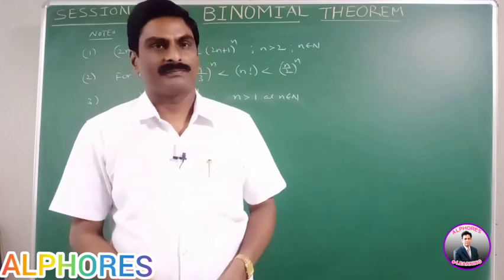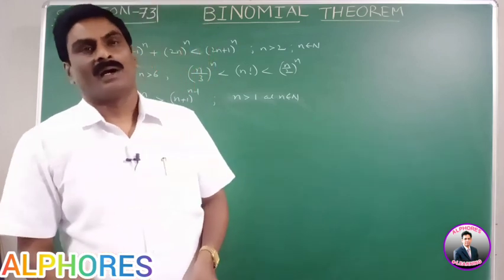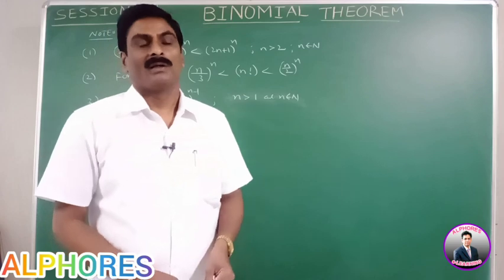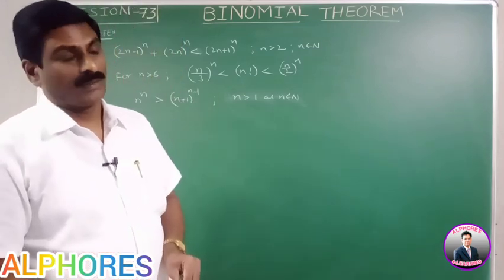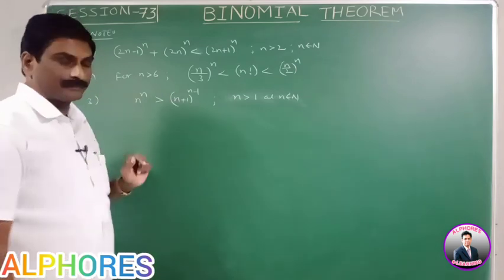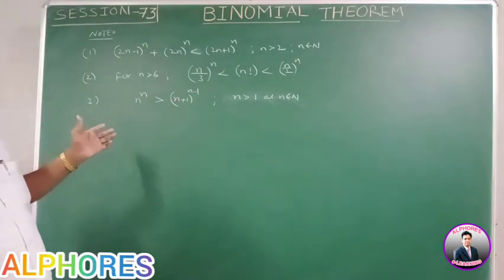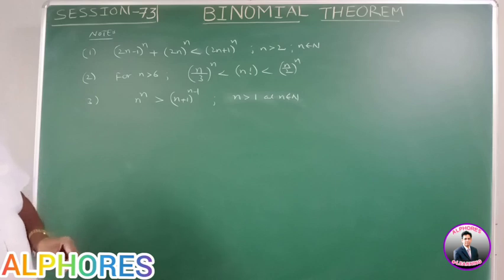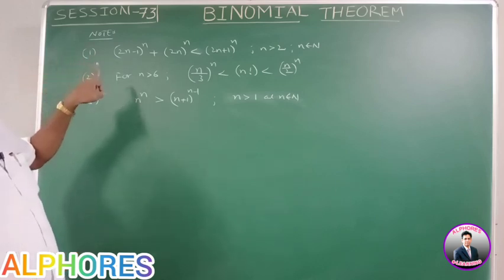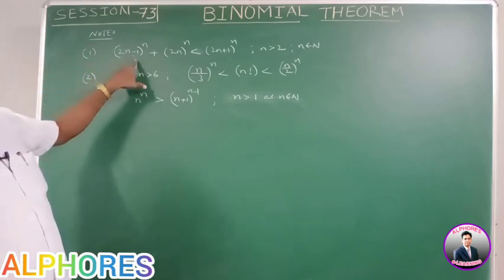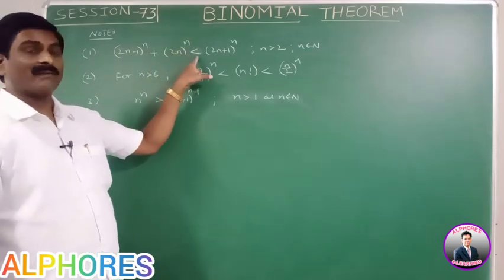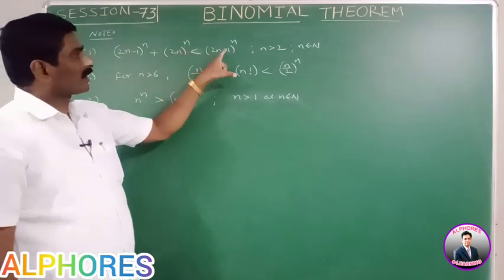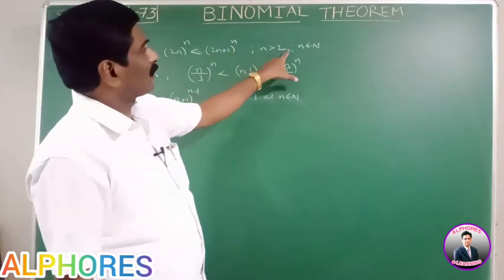Dear students, in this session I am going to discuss miscellaneous problems in binomial theorem. First, note these points. These are useful to solve the problems easily. Note, first one: (2n minus 1) whole power n plus (2n) whole power n is less than (2n plus 1) whole power n, when n is greater than 2 and n belongs to N.